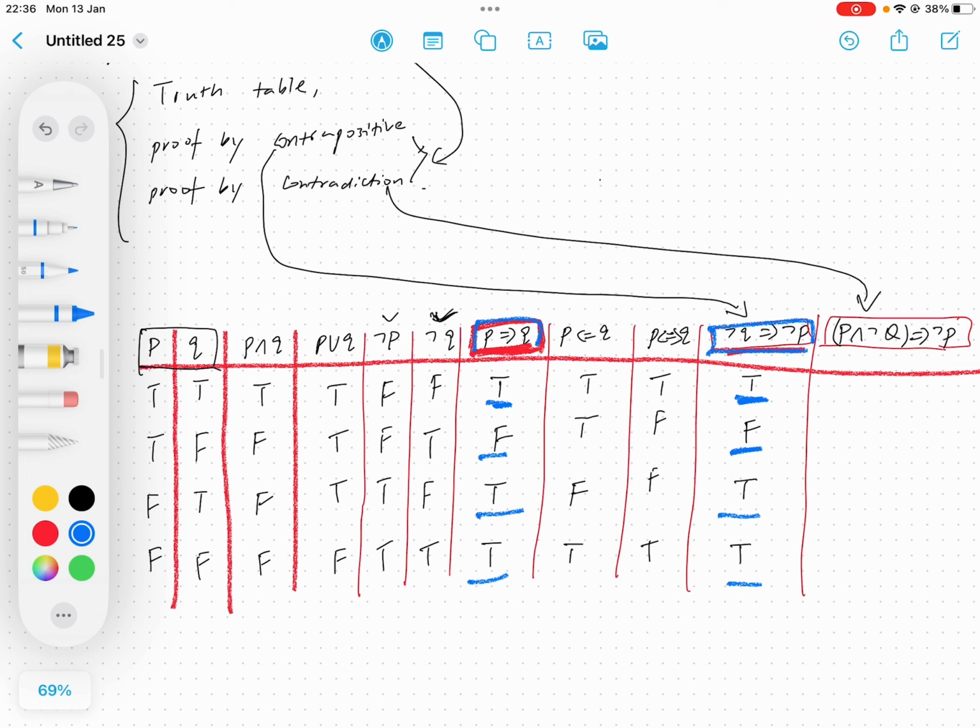So the last thing that we're gonna discuss today would be the proof by contradiction. Okay, so let's erase those first. Okay, good. So let's fill the last column here.